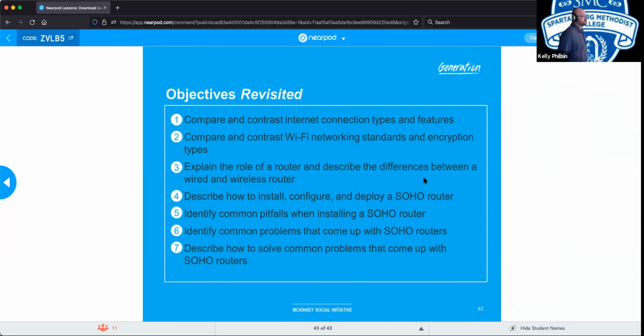We should be able to describe how to install and configure one. Hint, read the paperwork. We should be able to identify common pitfalls when installing a SOHO router, identify common problems, and describe how we can solve some of those problems. We'll get a little more into detail with that when we start talking about the command line interface and the commands we should be aware of.